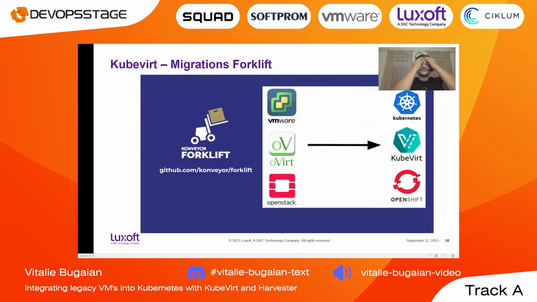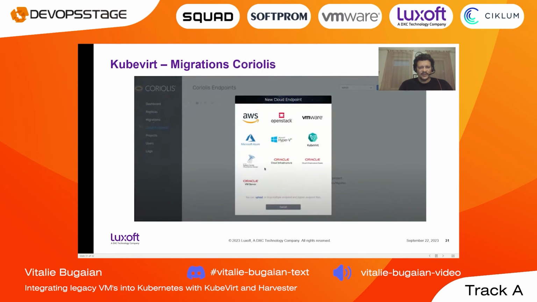Another tool to use for migrating is Forklift. With Forklift, you will be able to migrate from VMware, from oVirt, from OpenStack to KubeVirt. Another tool is Coriolis. With Coriolis, you can migrate from all these cloud endpoints to KubeVirt. So migration both ways is possible. You can migrate either from VMware to AWS, or from Azure to KubeVirt, or from Oracle to KubeVirt, or vice versa.